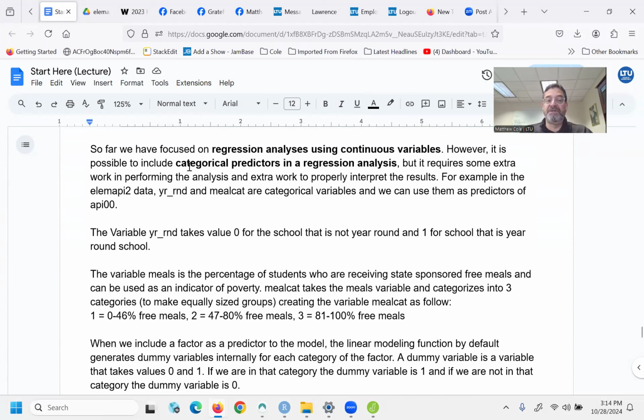Okay. So far we have focused on regression analysis using continuous variables. However, it is possible to include categorical predictors in regression analysis. It just requires a little extra work in performing the analysis and extra work in properly interpreting the results.